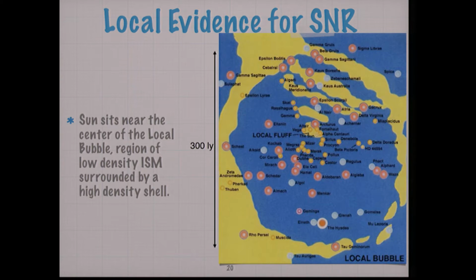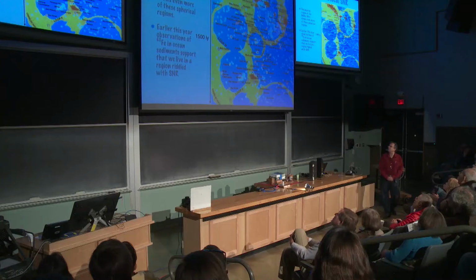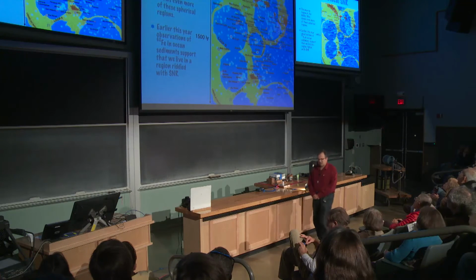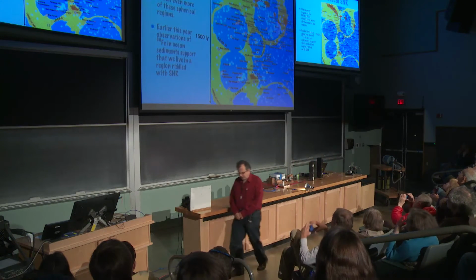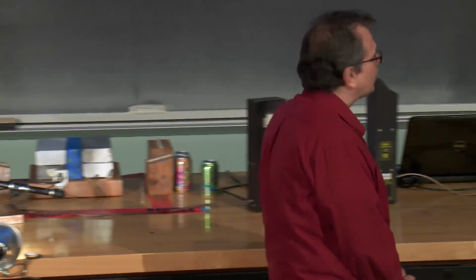This isn't the only one we see nearby. This is sort of pulling out five more times, about 1,500 light years across, and you see more of these spherical regions, imaginatively named Loop 1, Loop 2, and Loop 3. Right? So the evidence is that our local region is riddled with supernova remnants, and that the supernovas that created them ignited the star formation in our local region.